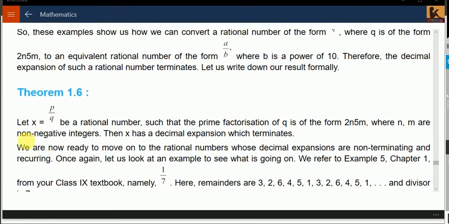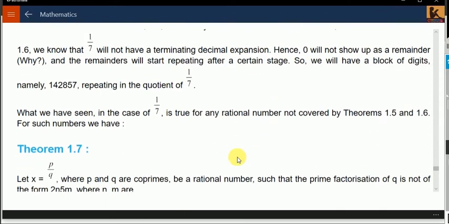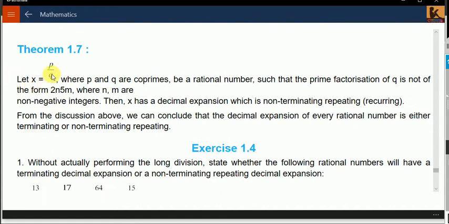The next theorem is: let x be p by q, such that the prime factorization of q is in the form of 2^n and 5^m, where n and m are non-negative integers, then x has a decimal expansion which terminates. I'll explain all three theorems. The third theorem is: let x be p by q, where p and q are co-prime, be a rational number such that the prime factorization of q is not in the form of 2^n and 5^m, where n and m are non-negative integers, then x has a decimal expansion which is non-terminating, repeating, recurring. Okay, now it's time to study all these three theorems.